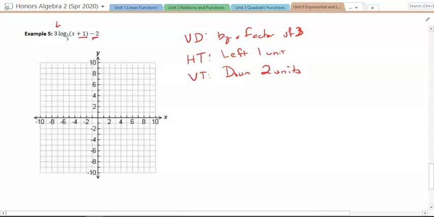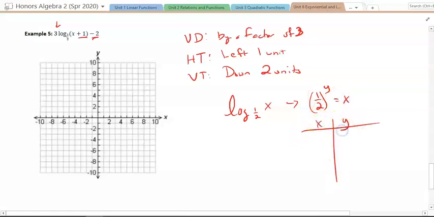Okay? So what is our base function? Again, get rid of all transformations, just think about the base function. Our base function is log base 1/2 of x. And so converting that, that's going to be 1/2 to the y is equal to x. So I'll get my table of x's and y's. And so when y is 0, x is 1. When y is 1, x is a half. When y is 2, x will be a fourth. When y is negative 1, we get 2. And when y is negative 2, we're going to get 4.